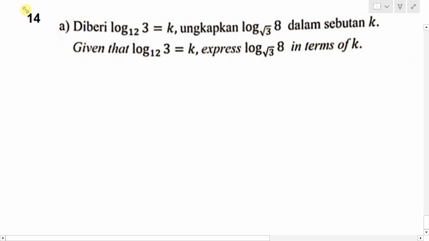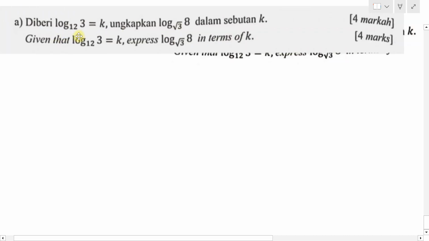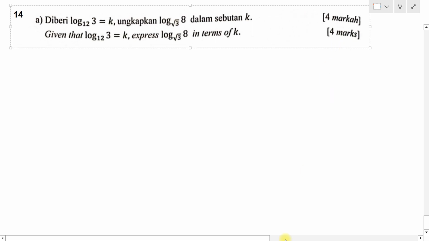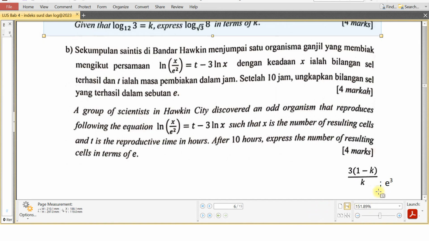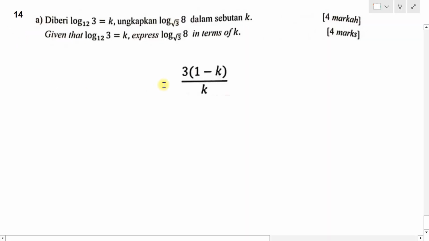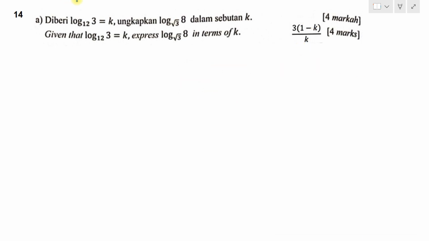Okay. Next question. Question 14. 4 marks question. Okay, 4 marks is good. Quite long mark. Quite a lot. Okay. This is the final answer. Okay, let's check.